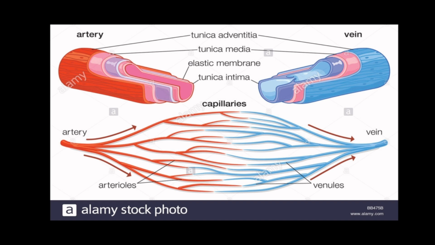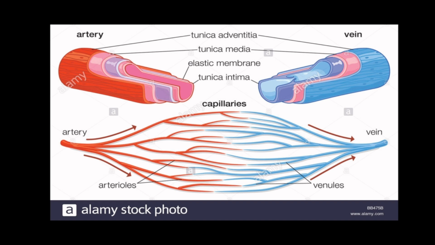Let's start from the outer layer of this blood vessel. You call that tunica adventitia. This is sometimes called the tunica externa. This layer is made up of connective tissue and is thicker in arteries than in veins. The middle layer of a blood vessel is called the tunica media. This one is made up of smooth muscle tissue and some elastic fibers. It is much thicker in arteries than in veins.